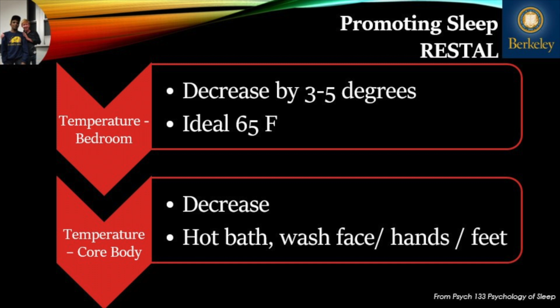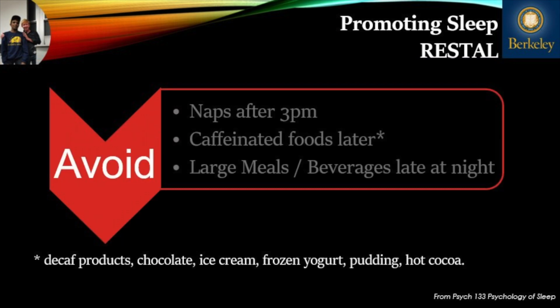I mentioned earlier that our face, hands, and feet are the body's best radiating devices. So, a hot bath, or washing face, hands and feet before bedtime, helps dissipate heat from the surface of the skin and decrease core body temperature. Y is for the things to avoid.